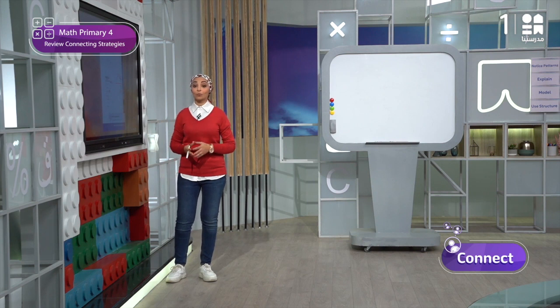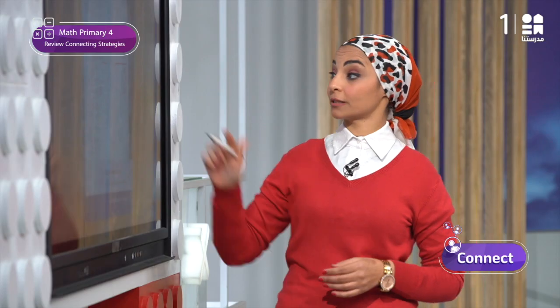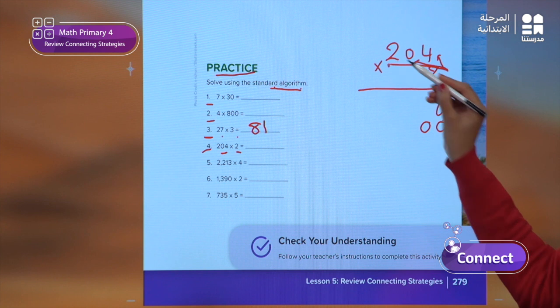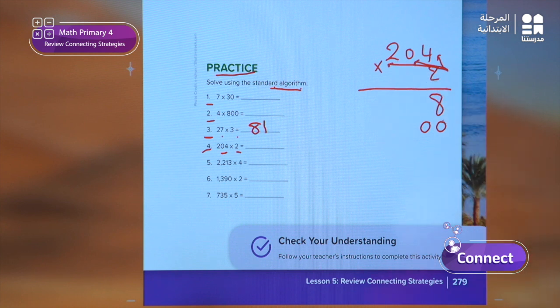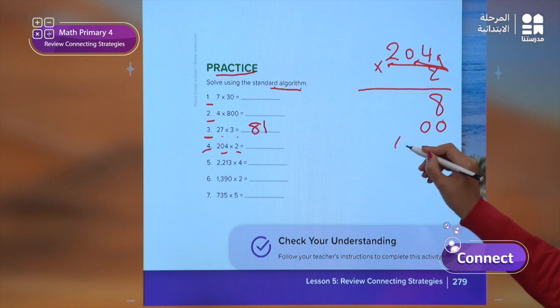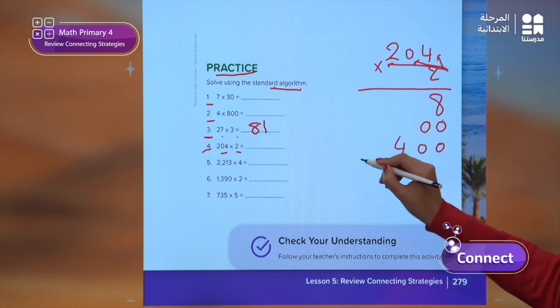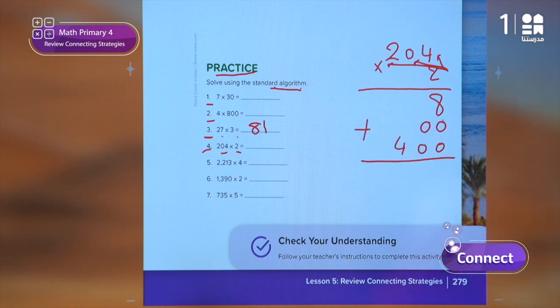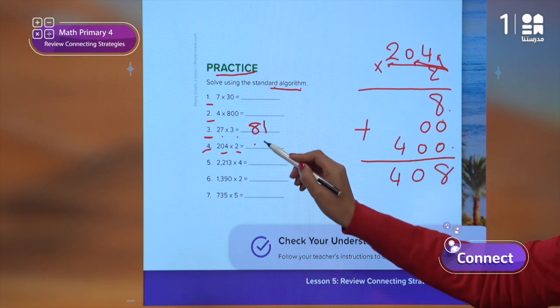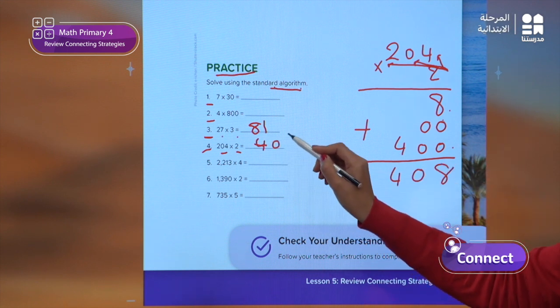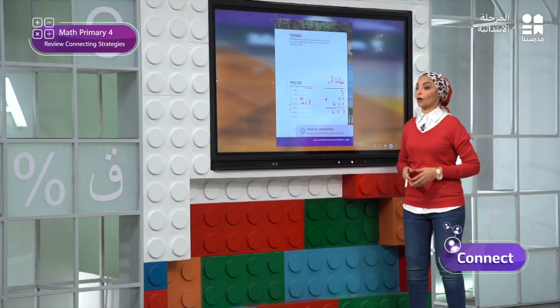Then I'll multiply by the 100. So 2 times 200. 2 times 200 equals what? Equals 400. So I will write here 400. Have I finished? No, I should add all these numbers. So 400 plus 8, the answer is 408. So I will write here 408. Okay, now let's move to problem number 5.